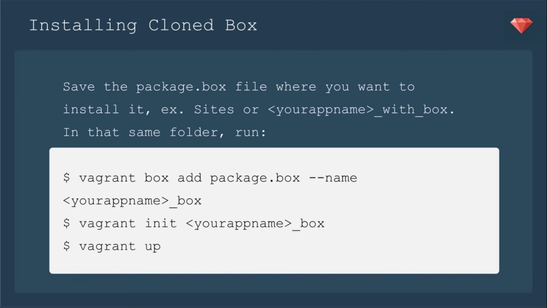So be sure to save the package.box file where you want to install it. For example, in your sites folder, or if you're going to have multiple boxes, you'll probably want to create another folder named your app name with box, for example. And in that same folder, run vagrant box add package.box and then --name and then your app name underscore box. Then you'll vagrant init your app name box and then you'll run vagrant up.